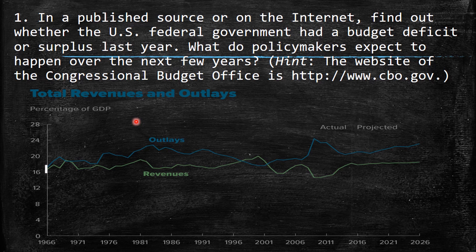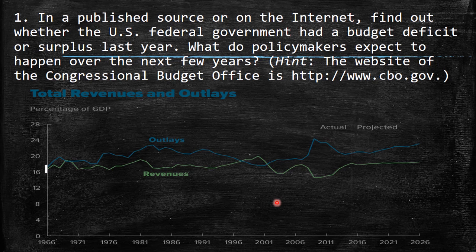They provide this website. So I went to this website and you can find a nice graph which is called total revenues and outlays. This is basically a graph which represents in the y-axis the percentage of GDP, the gross domestic product. In the x-axis we have naturally the time, year by year. We have the real data until this point because this is taken in 2011.